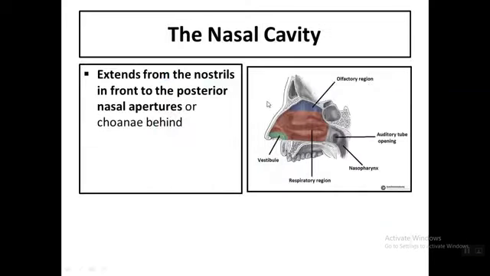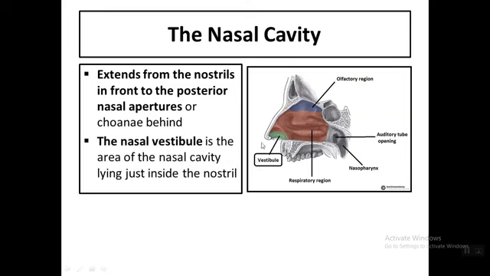First, the nasal cavity extends from the nostrils, the elliptical openings in front, to the posterior nasal apertures, which are called choanae. Here, the choanae lead into the nasopharynx. Nasal vestibule: the nasal vestibule is the area of the nasal cavity lying just inside the nostrils.